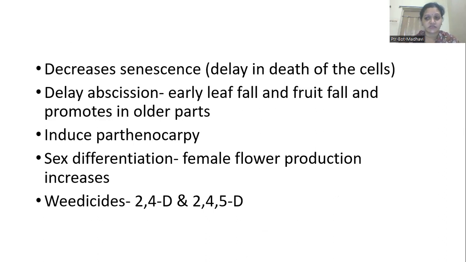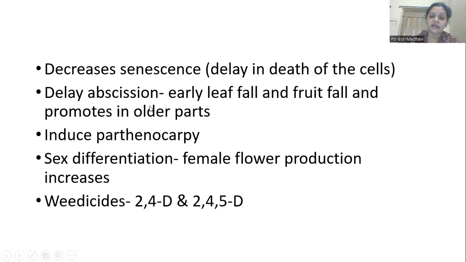And the artificially synthesized auxins are there. Those are 2,4-D and 2,4,5-T. And these two will act as weedicides. That means they remove the dicot weeds in the monocot agricultural plants. And these are not at all doing any harmful effects to the agricultural monocot plants.